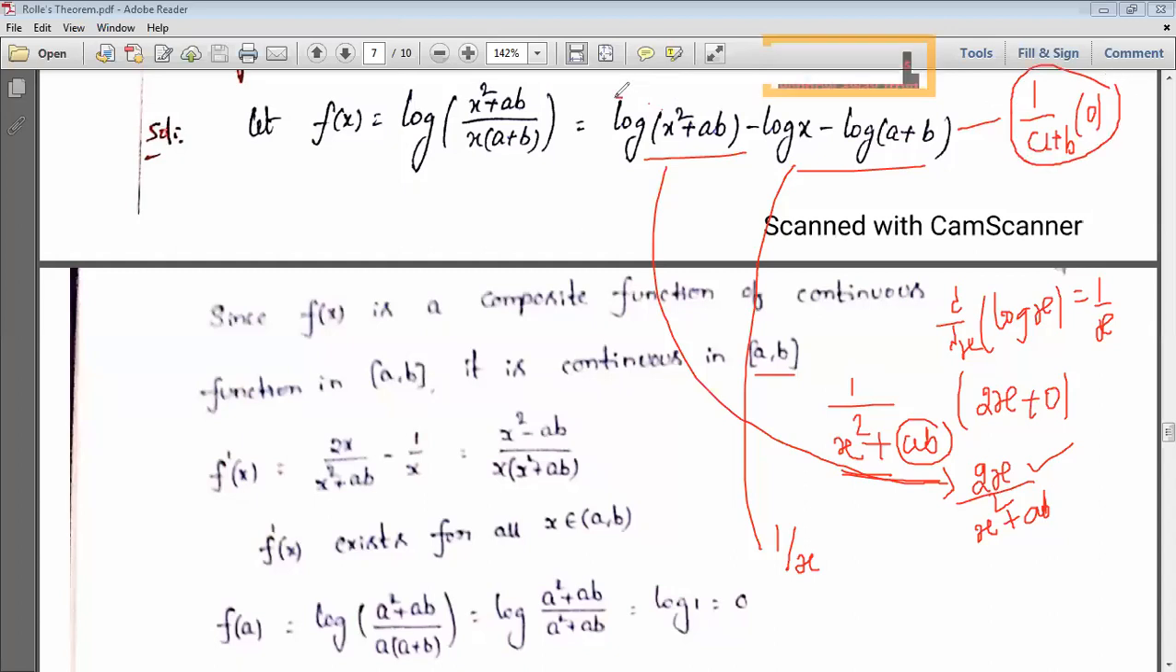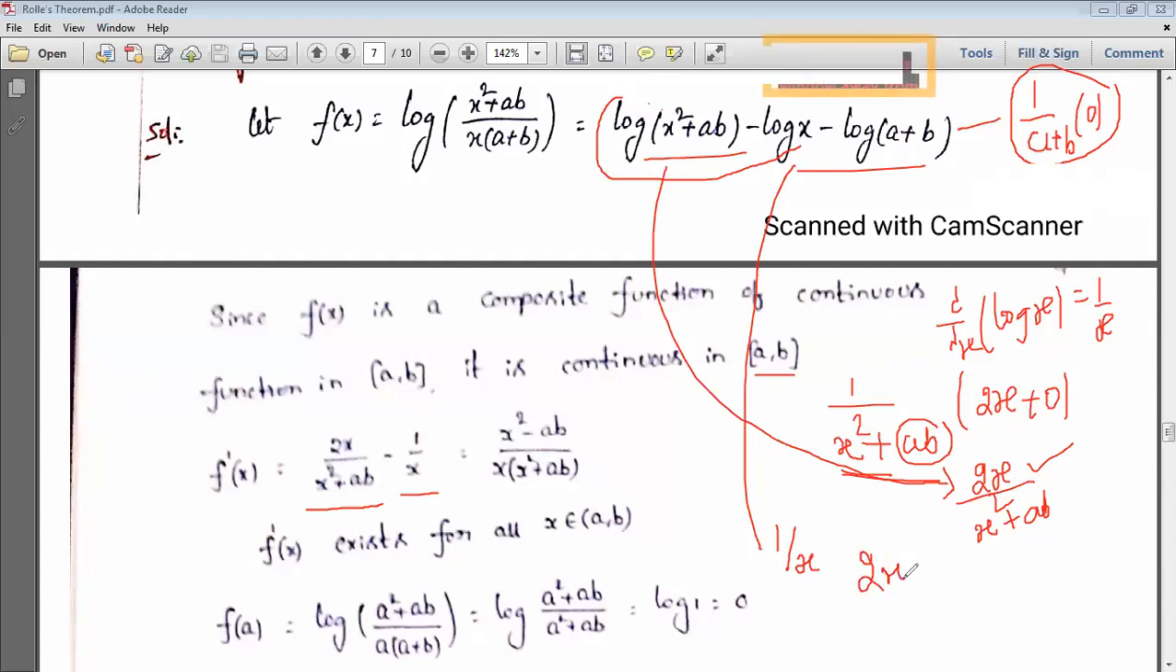So we'll apply the derivative only for these two functions. The first one gives 2x by x square plus ab, and the second one is 1 by x. So that's why here I wrote f dash of x is equal to 2x by x square plus ab minus 1 by x. Clear about it? Just derivatives we applied. And next I took the LCM here.